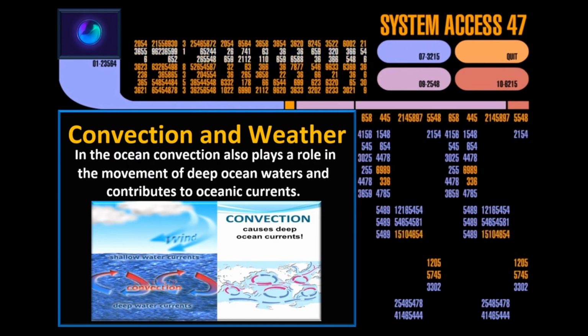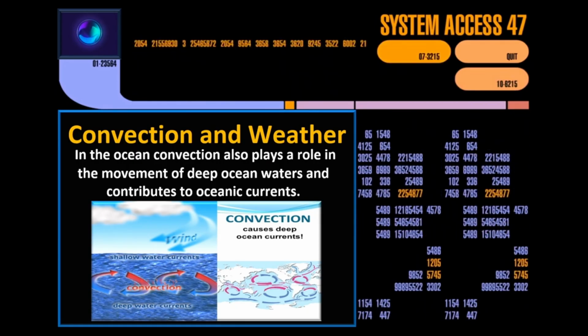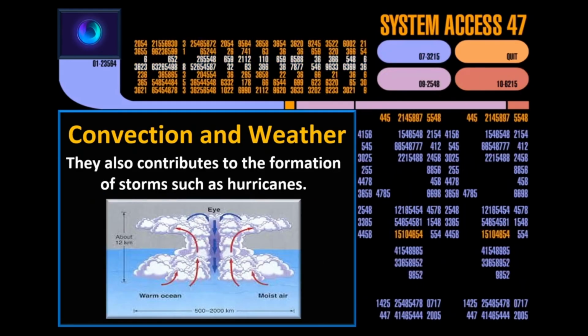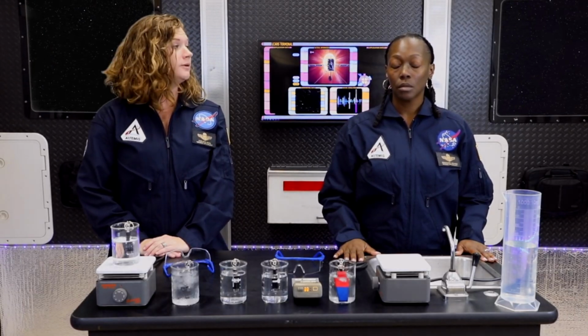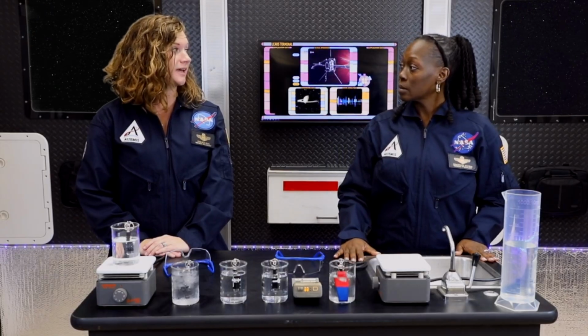In the ocean, convection also plays a role in the movement of deep ocean waters and contributes to oceanic currents and to the formation of storms such as hurricanes. Well, obviously, the process of convection is very important. Professor Baker, is there an easy way for students to remember convection?